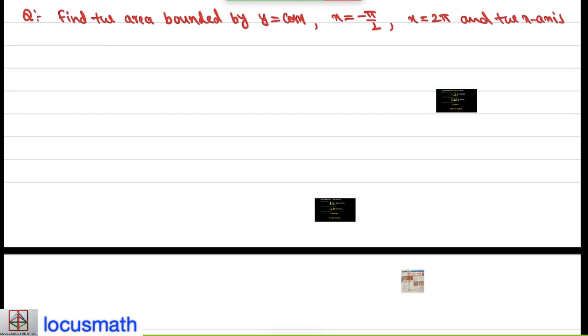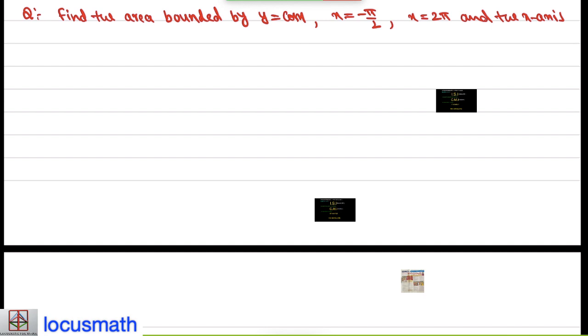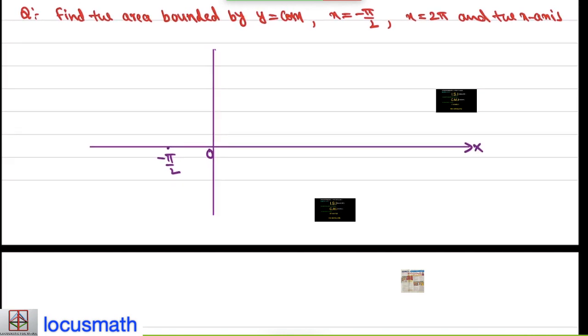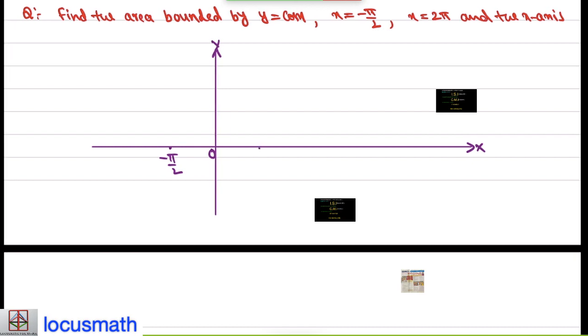To solve this question, first we will draw the graph of y is equal to cos x. This is the y axis and this one is the x axis. We will draw the graph from minus pi by 2 to 2 pi, because the limits are from minus pi by 2 to 2 pi. So this is minus pi by 2, this one is 0, this is pi by 2, this is 3 pi by 2, and this one is 2 pi.